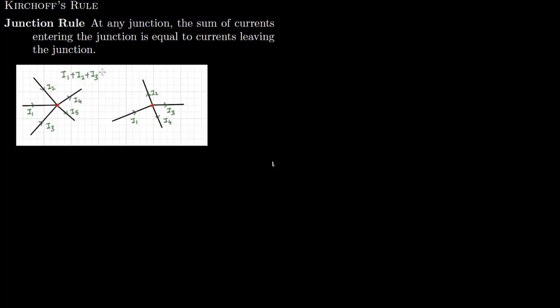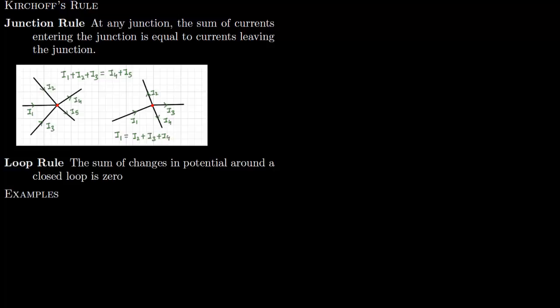So this is equal to I4 plus I5. Similarly here, the current entering is I1. So I1 is equal to the current leaving the junction. The sum of currents leaving the junction is I2 plus I3 plus I4.